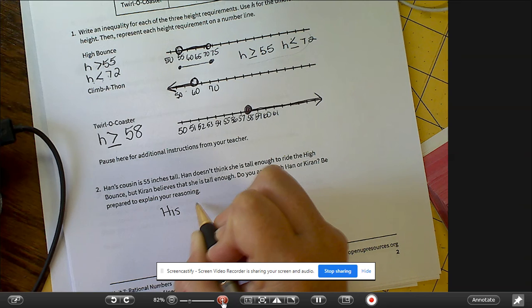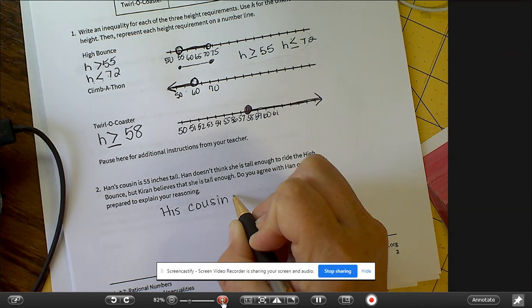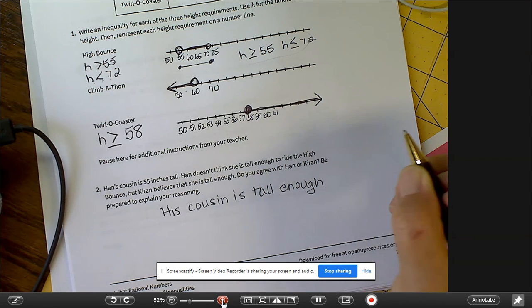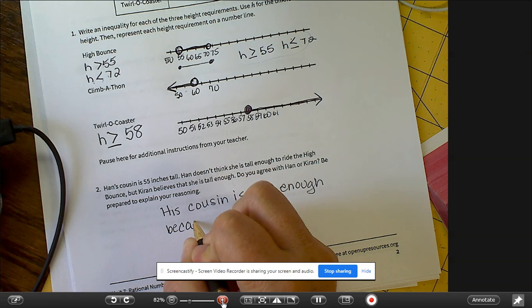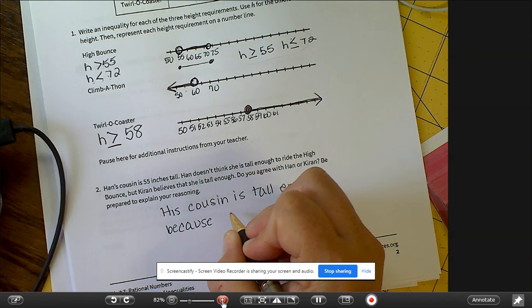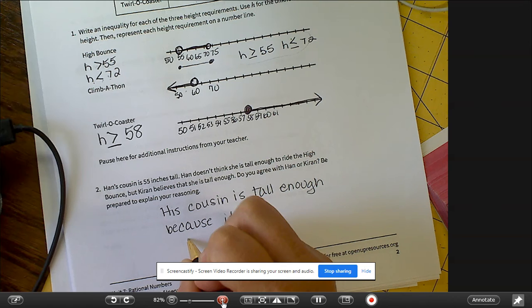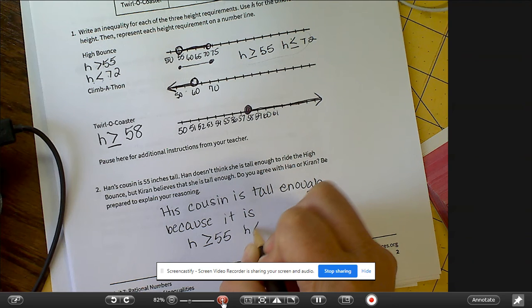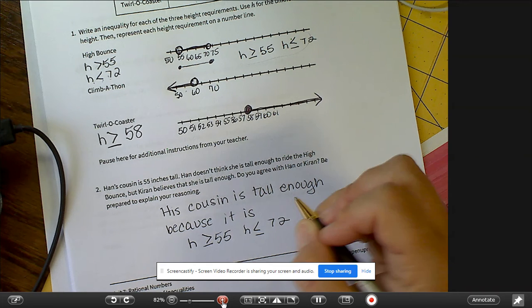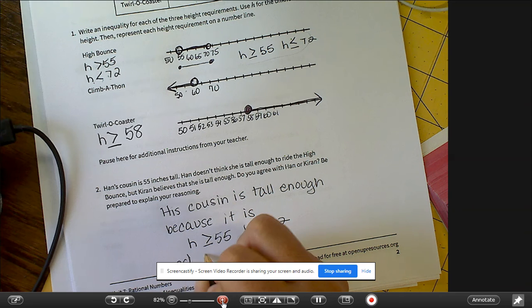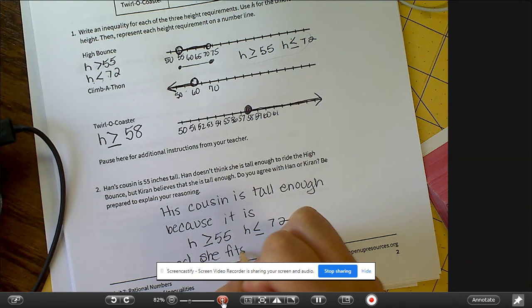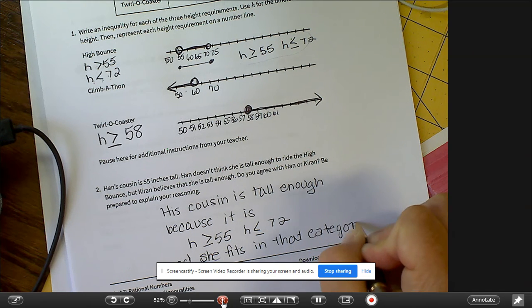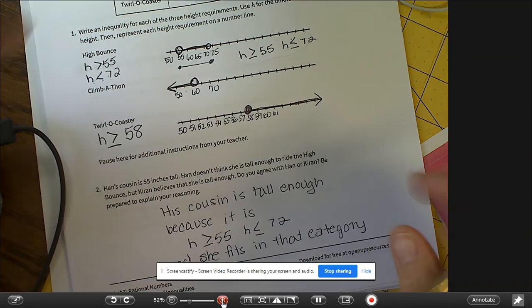So this, I'm going to say his cousin is tall enough because the height is greater than or equal to 55 and the height is less than or equal to 72, and she fits in that category. Okay.